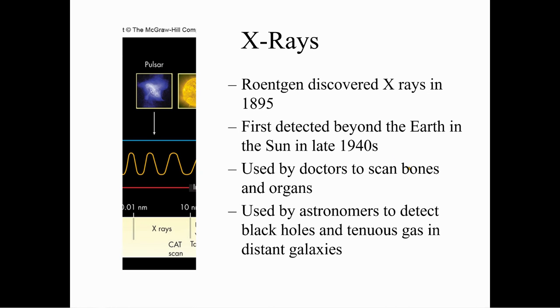On the other end of the spectrum, we're talking about X-rays now. Roentgen discovered X-rays in 1895, and they were first detected beyond the Earth in the sun in the late 1940s. They're used by doctors to scan bones and organs, and also used by astronomers to detect black holes and gas in distant galaxies. We have telescopes out there made especially for picking up wavelengths in the X-ray category.